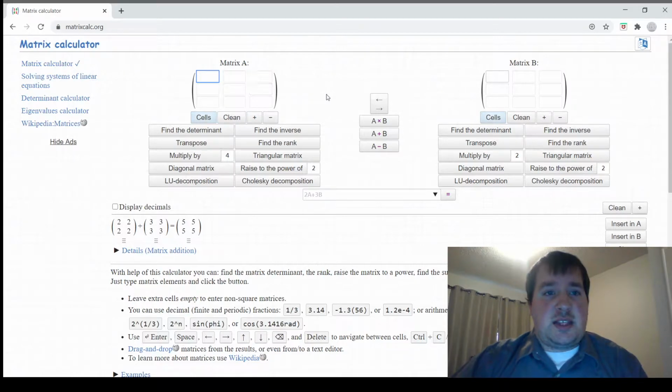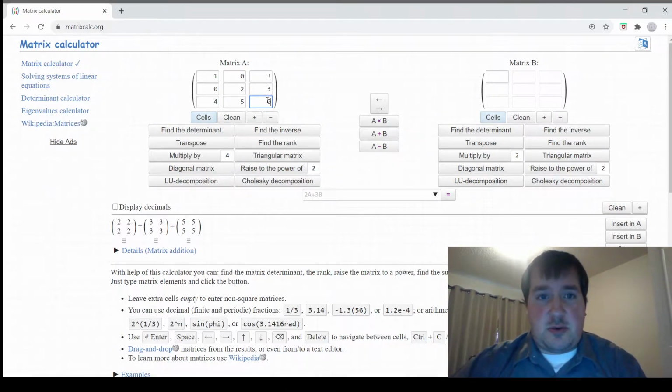So if we look at another, let's look at a 3x3 matrix here. Note that you do actually have to put 0 in the matrix. If you leave it blank, even though it shows this clear 0, it will not put that input in for you. You have to put 0.